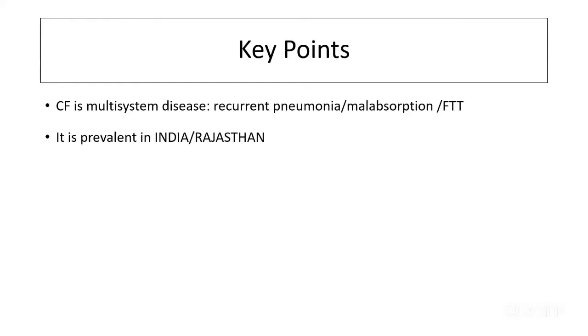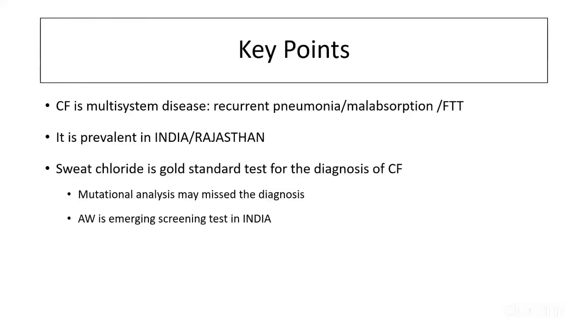Second, it is not so rare in India. It is quite common if we pick it up clinically. It is quite common in India as well, and in Rajasthan as well. We are missing it somewhere because we are not picking up this disease commonly. The sweat chloride test is the gold standard test for the diagnosis of cystic fibrosis. If you just rely on mutational analysis, there may be chances of missing it. If it comes positive, then it is good. If it is not positive, you may be missing some children with cystic fibrosis. And aquagenic wrinkling is a very emerging new screening test for cystic fibrosis, which costs nothing, just 0 rupees to do. You just have to do it when there is clinical suspicion of CF.